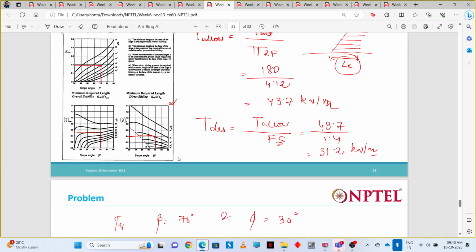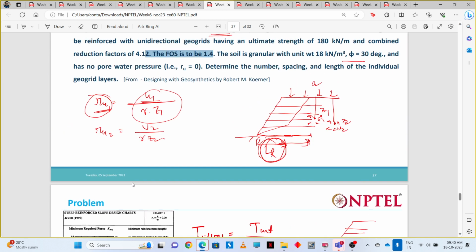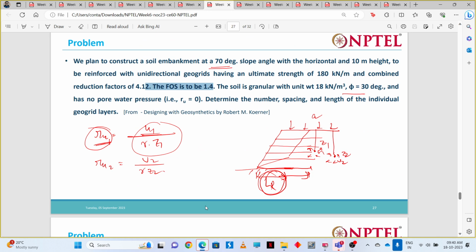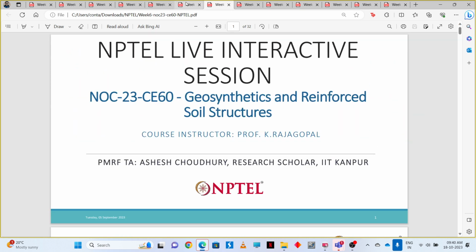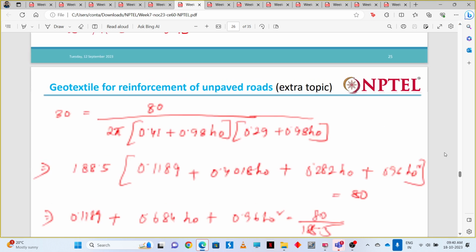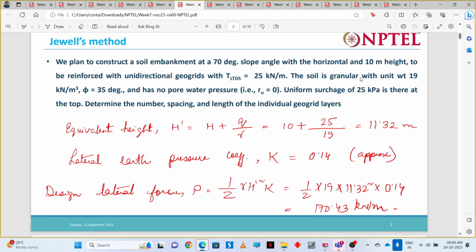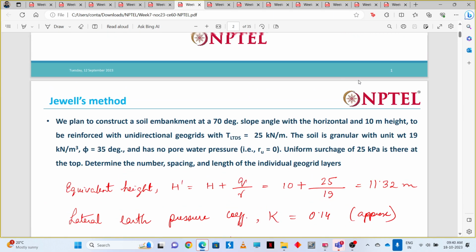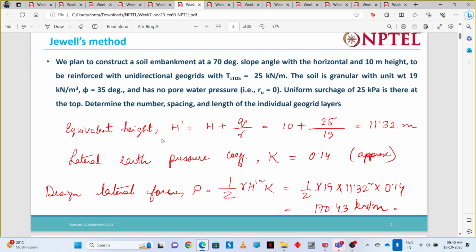So this Jewell's method we actually used. Jewell has given various charts, so directly you can use the chart to determine the length of reinforcement. In the seventh week also we solved some problems with Jewell's method.